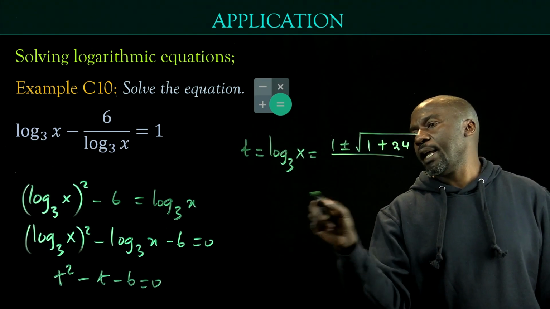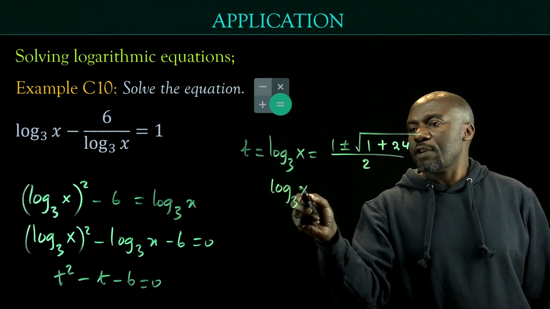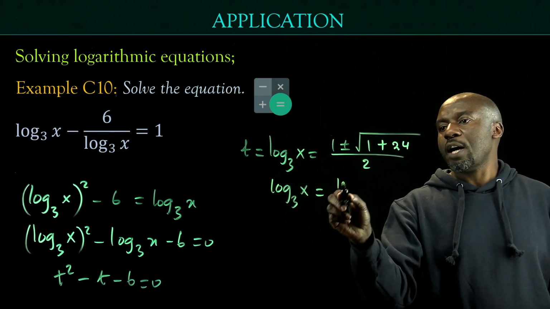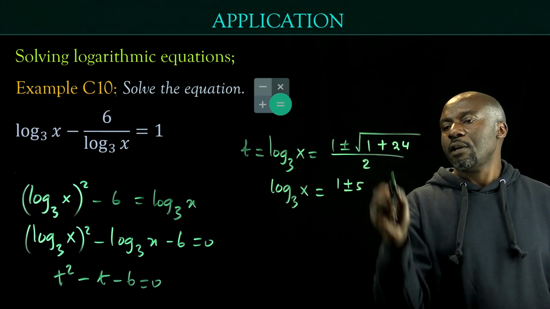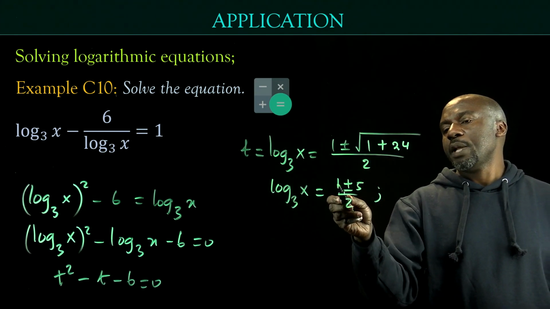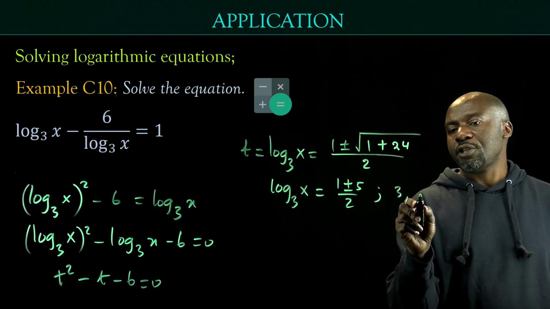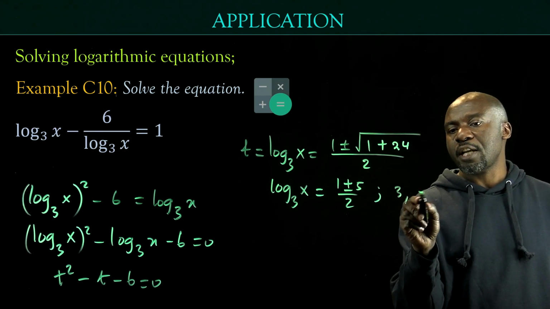Everything over 2a, which is 2. Clearly, log to base 3 of x is the same as 1 plus or minus 5, over 2. The possible values here are 6 over 2, which is 3, or 1 minus 5, which is negative 4 over 2, which is negative 2.